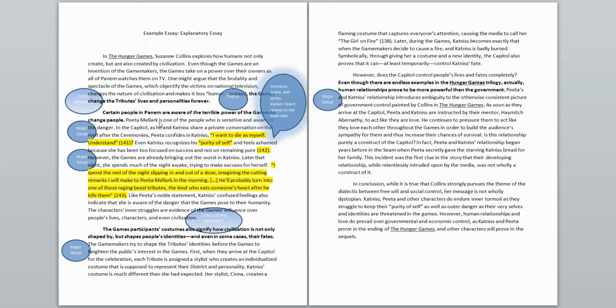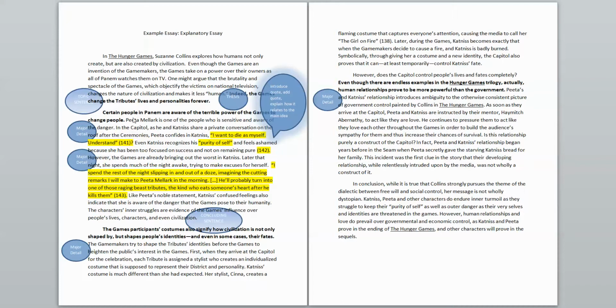Every paragraph consists of a main idea, topic sentence, and then major details that break this main idea down into smaller, more understandable pieces. I can't just give an example without saying what the example is for, can I? That's why after the topic sentence and before the 1, 2, 3 step-by-step example, I write, Peeta Mellark is one of the people who is sensitive and aware of the danger.